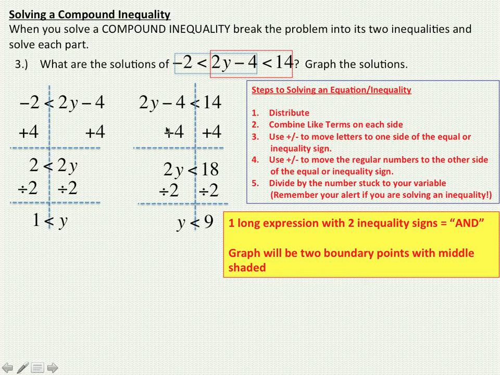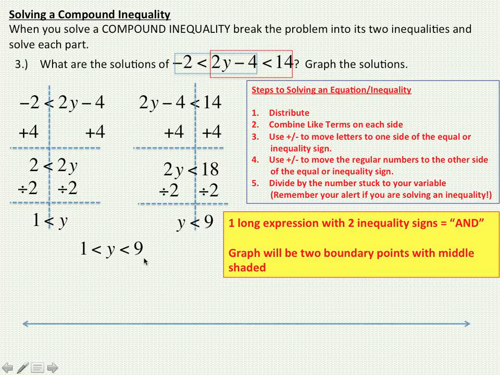No big deal. This is an AND problem, so I'd like to give it back to them as a one statement kind of thing. So y is bigger than 1, that's this part. Y is less than 9, that's this part. So all the numbers between 1 and 9. Picture's real simple. There's a 1, there's a 9, open circles on both. It's an AND problem, shade the middle. Those are all the numbers that work.